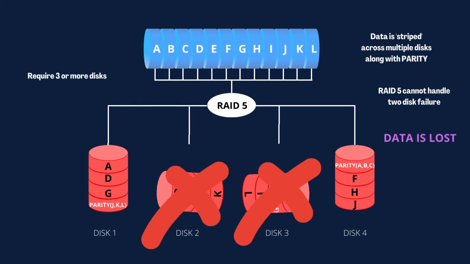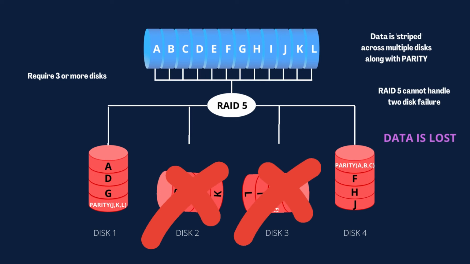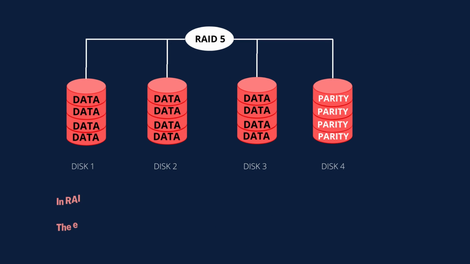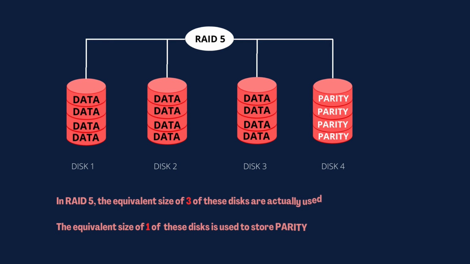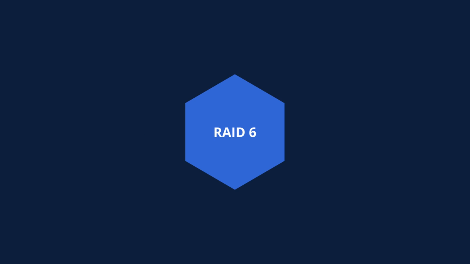However, in special situations where two disks fail at the same time in a RAID 5 setup, then all data would be lost as it is not designed to handle two disk failures at the same time. In RAID 5, the equivalent size of 3 of these disks is actually used to store data, and the equivalent size of one of these disks is used to store parity. RAID 5 performance is similar to RAID 0 for read and generally lower than single disk for write.